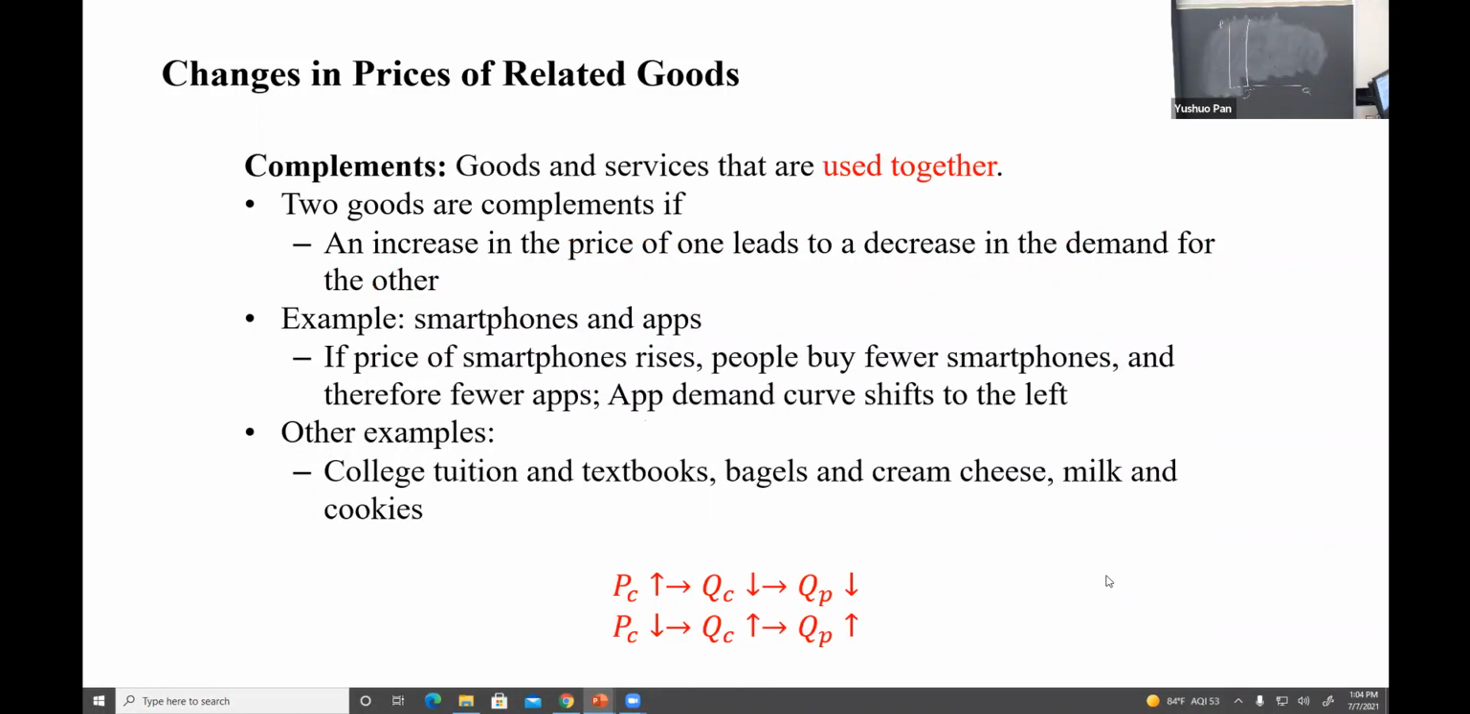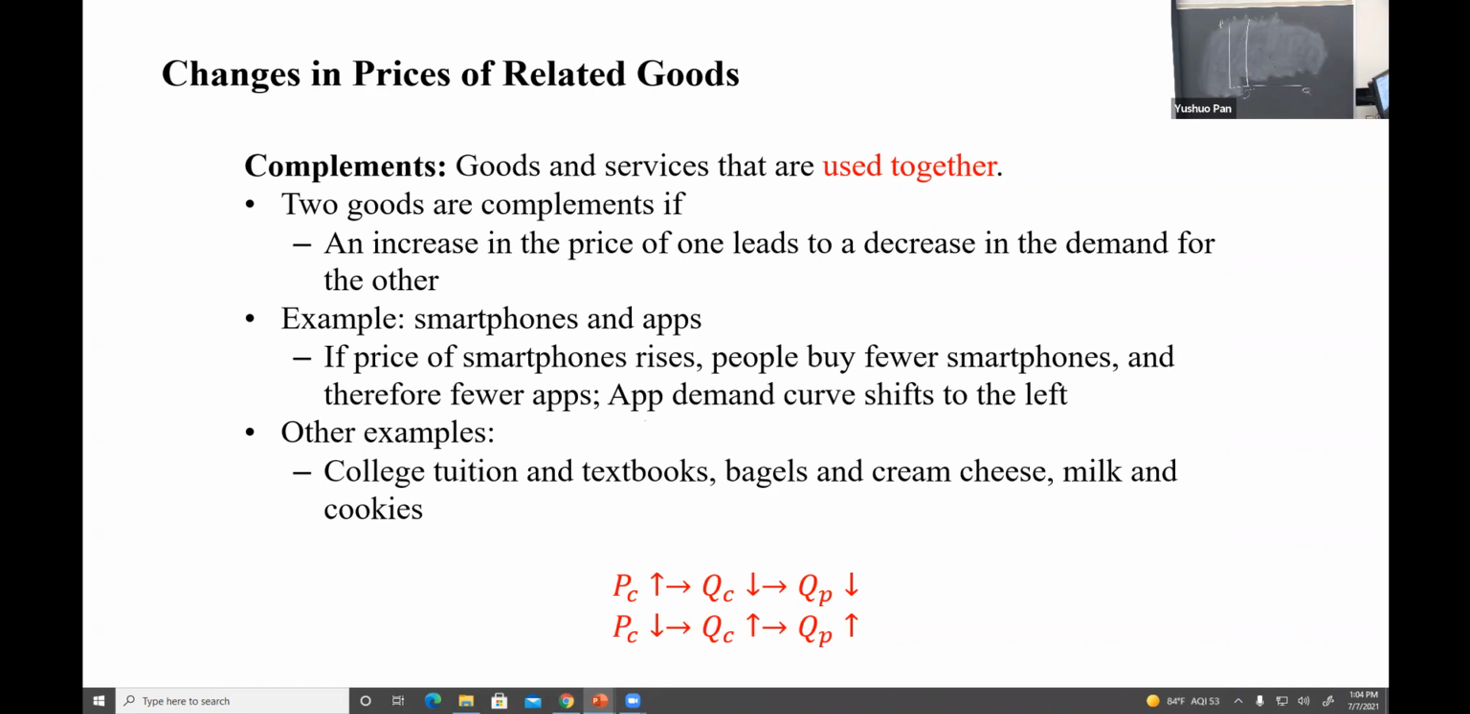The next important definition is complements. So it's kind of the opposite. Complement goods and services should be used together. You have to use them both, otherwise you cannot do that or do the function of that. Two goods are complements if an increase in the price of one leads to a decrease in the demand for the other. Still, I use two expressions to explain this sentence. When the price, this mostly represents the complements. When the price of complements goes up, then the quantity demanded for complements will go down.